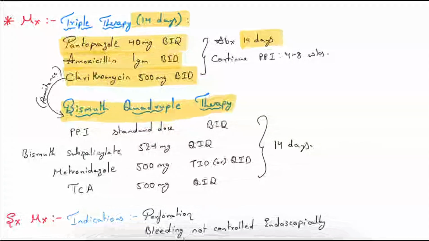Same in quadruple therapy, we have to go with 4 medications, that is proton pump inhibitors as usual, like before. Bismuth subsalicylate, this is the mucus protective medication. We have to give 524 milligram QID, 4 times per day. Next, metronidazole 500 milligram TID or QID, and tetracycline we can give 500 milligram 4 times per day.